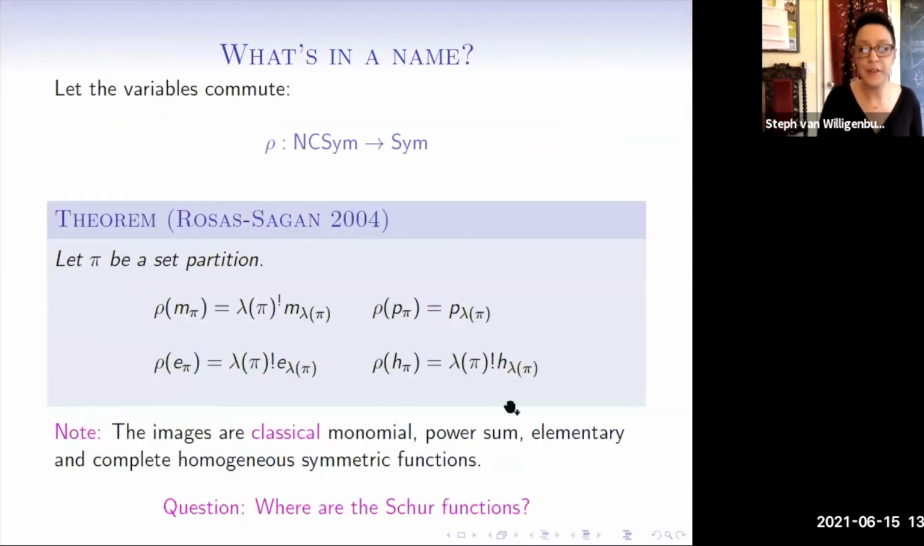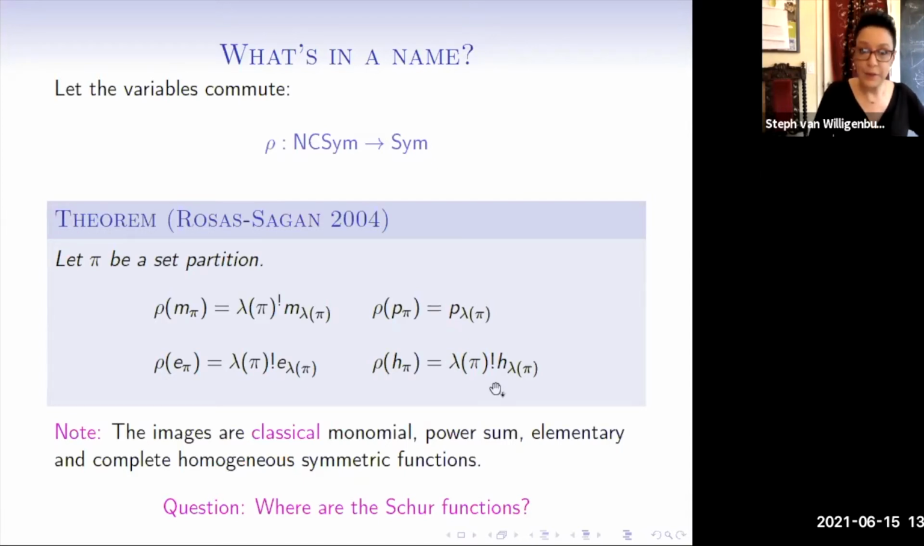Now, why were these functions so called? Well, if we let the variables commute in our algebra NCSym, then what we get is the algebra of symmetric functions Sym. Do you know what that is? That's wonderful. If not, you can take it as a definition. And so with this in mind, if you let the variables commute in our monomial, power sum, elementary, and complete homogeneous symmetric functions in NCSym, then what you get out is the monomial, the power sum, the elementary, and complete homogeneous symmetric functions. And these are the classical ones in Sym.